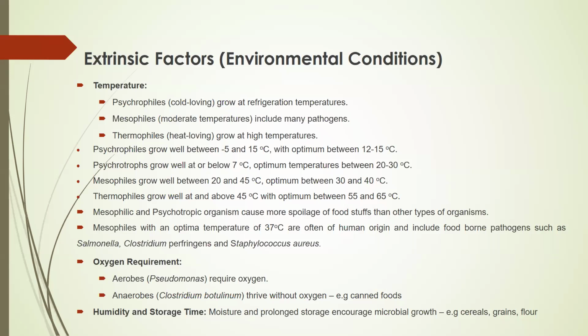Mesophilic and psychrotrophic organisms cause more spoilage of food than other types of organisms because of the condition. Mesophilic condition is common. It's just like room temperature. So mesophiles with an optimal temperature of 37 degrees centigrade are often of human origin.